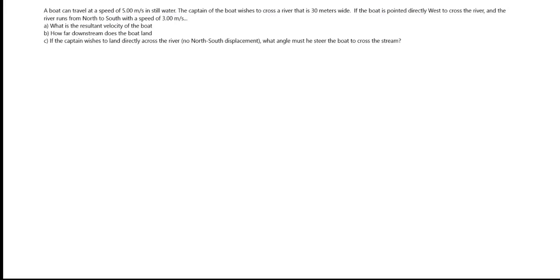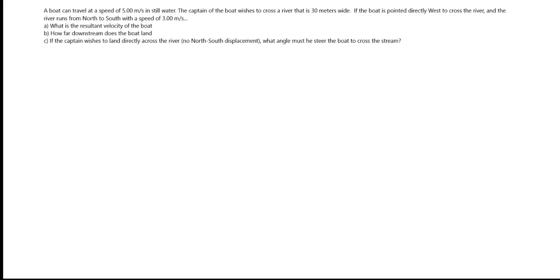If the boat is pointed directly west to cross the river, and the river runs from north to south with a speed of 3 meters per second, what is the resultant velocity of the boat? How far downstream does the boat land? And if the captain wishes to land directly across the river, so there's no north-south displacement, what angle must he steer the boat to cross the stream?